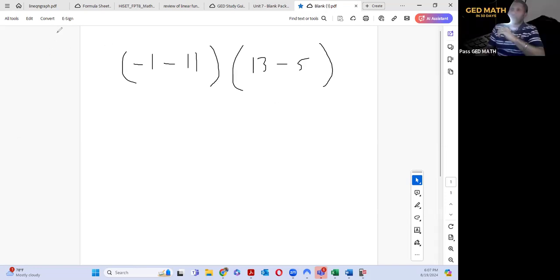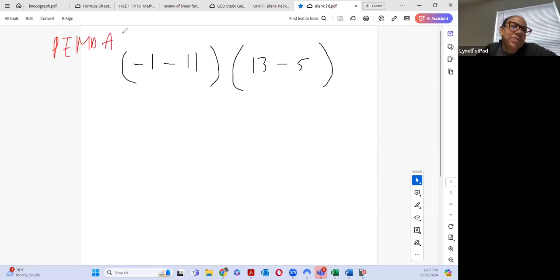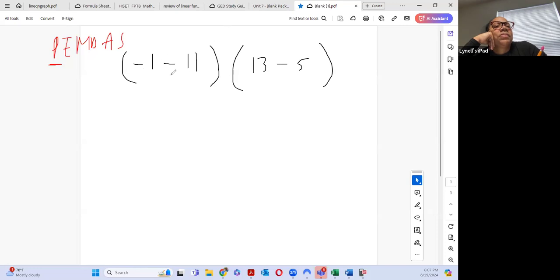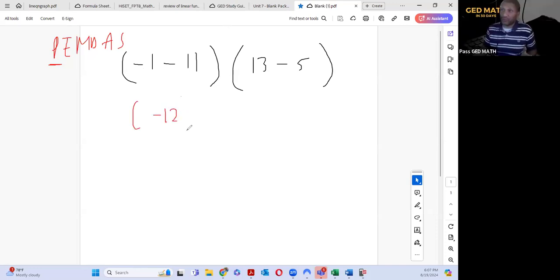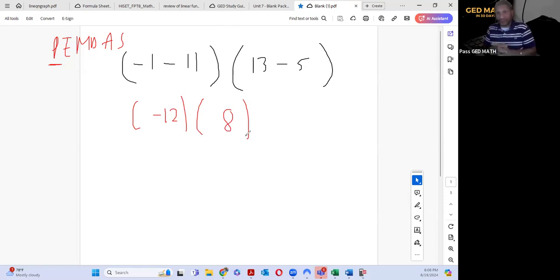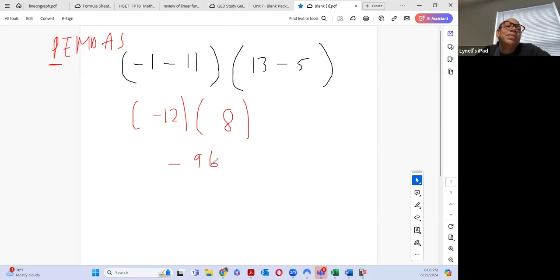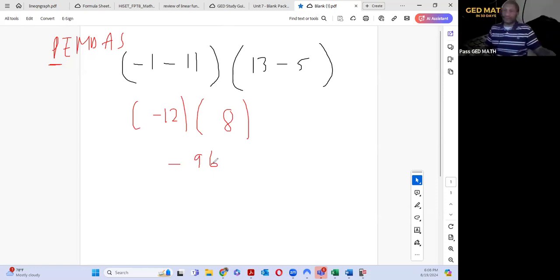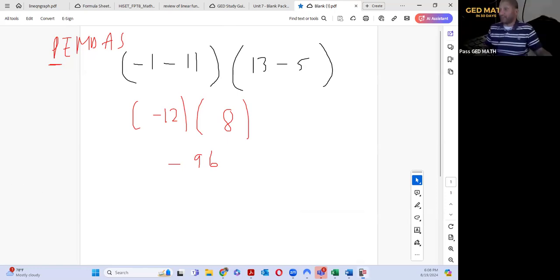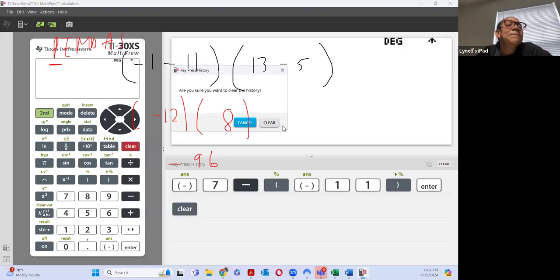Remember your order of operations. We do what's in the parentheses first. When you combine inside numbers, if you see two negatives, you already know the answer is negative. Here we're not multiplying or dividing, we're combining. So this is -12. This is 8, 13 minus 5, because we do what's in the parentheses first. Parentheses mean multiplication. A negative times a positive is a negative. 12 times 8 is 96. And then after you get your answer, check it with the calculator.